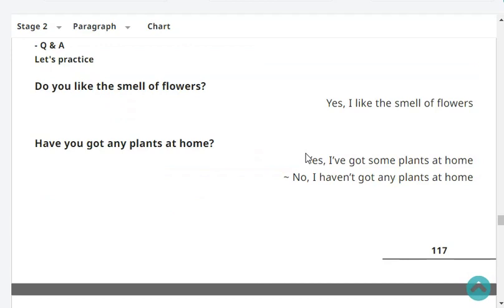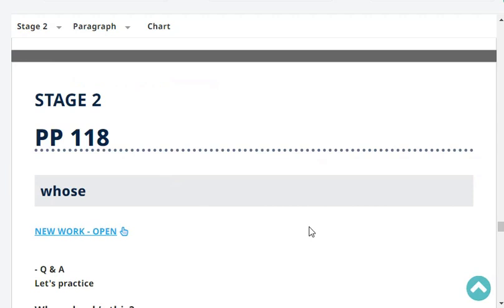Okay, next. Do you like the smell of flowers? Yes, I like the smell of flowers. Have you got any plants at home? Yes or no? Yes, I've got some plants at home. Very good.